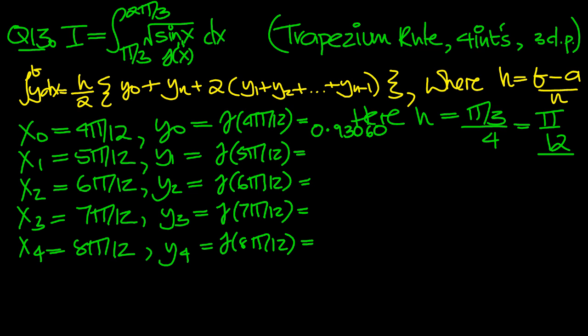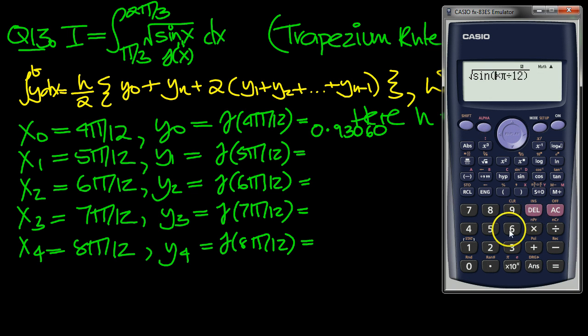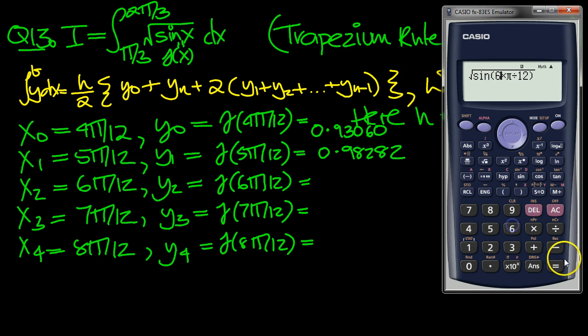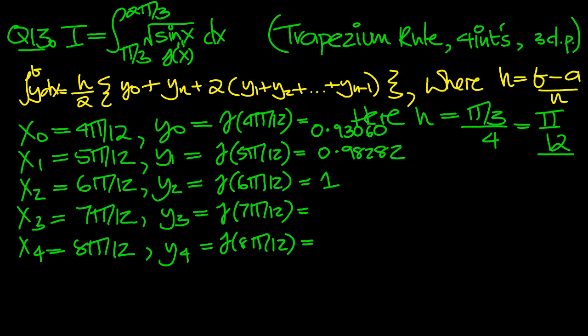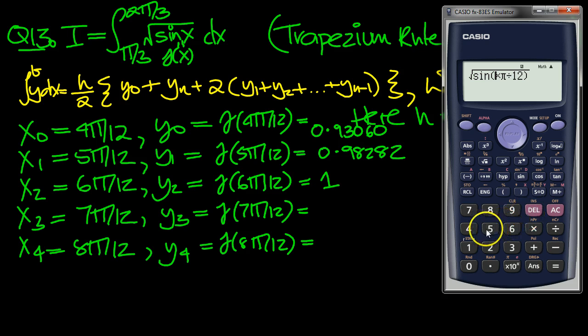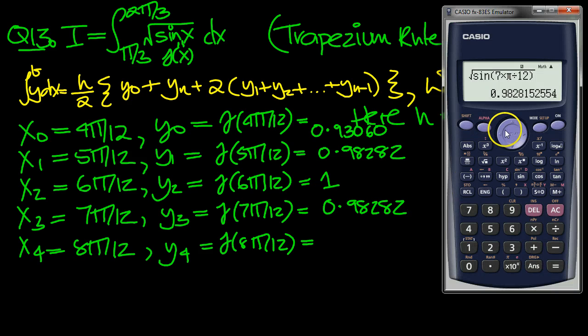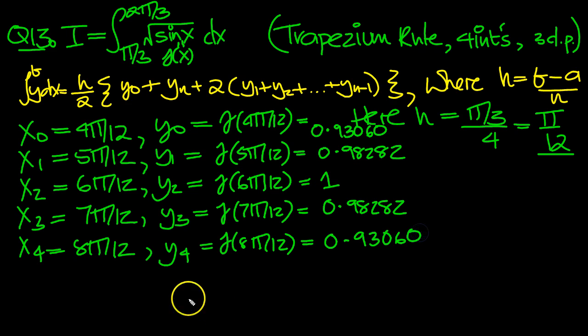The next one is 5, so let's put that in. 0.98282. Then we put 6 in, change the 5 to a 6. 1, that's good news. Now we put 7 in. 0.98282 again. And then 8 pi over 12, and we get 0.93060, which is what we had at the outset.